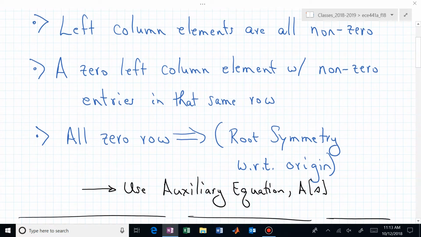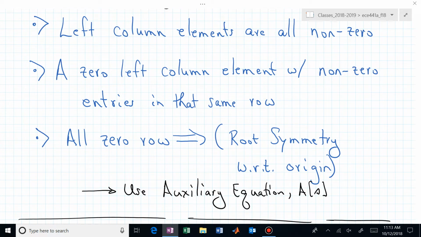That's case B. And in case C, when we are confronted with an all-zero row as we're constructing the Routh array, that actually means that we have symmetry with respect to the origin of the roots of the polynomial that we're using to build the Routh array. That being the case, we have to identify an auxiliary equation, differentiate that, and use the result of that differentiated auxiliary equation to populate that all-zero row, and then we continue with the construction of the Routh array.